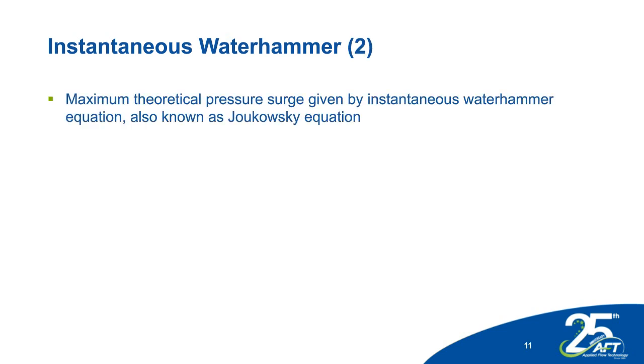So there's a maximum theoretical pressure surge that's given by a very famous equation attributed to Joukowsky, a mathematician in the late 1800s and early 1900s. In pressure form, it looks like this. The delta P pressure spike is equal to the density of the liquid rho, the wave speed A that we just talked about on the previous slide, and the instant change in velocity.